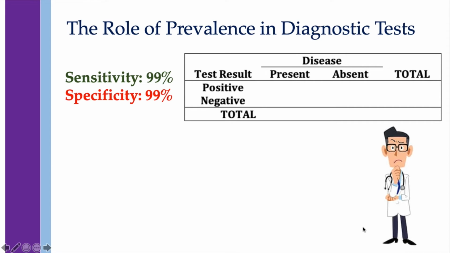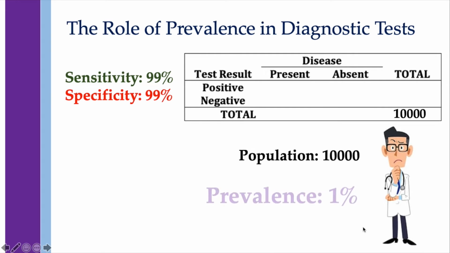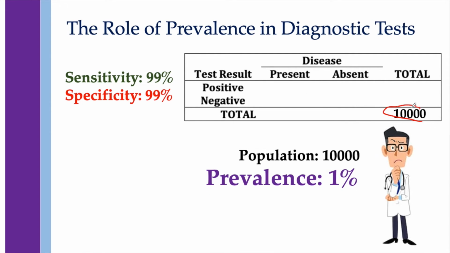Let's have 2 scenarios here. Suppose we have a population of 10,000, and let's say the prevalence is 1%. Meaning, if the population is 10,000 and the prevalence is 1%, those who have the disease are just 100. Now, since the sensitivity is 99%, the number of positive test results here must be 99. On the other hand, since there are only 100 who have the disease, then we are sure that there are 9,900 who do not have the disease. If the specificity is 99%, then the number of negative test results here must be 9,801. So given that, we now have a total.